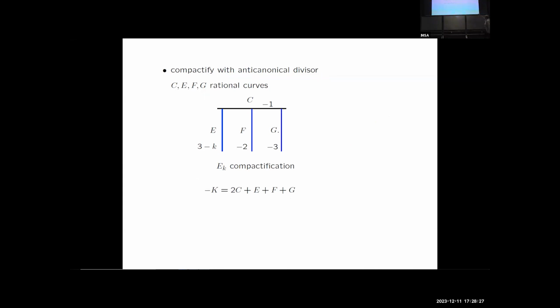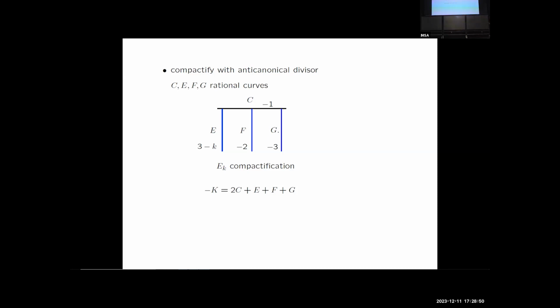So we have rational curves E, F, G, and C. C is a -1 curve. The others have self-intersection like these numbers here. And then the anti-canonical divisor here is linear, so a positive combination of these two.